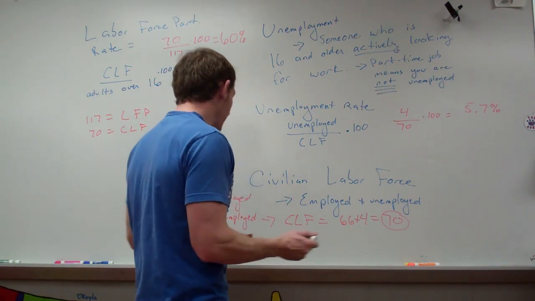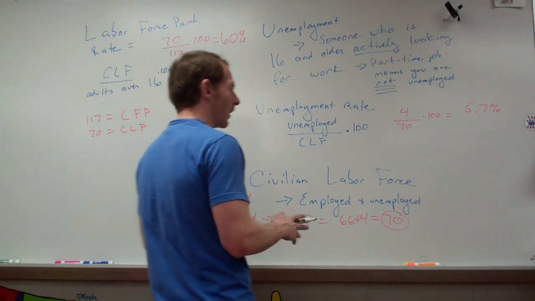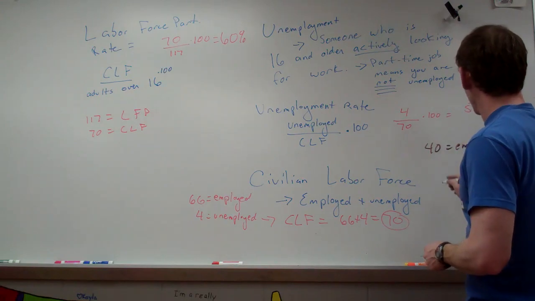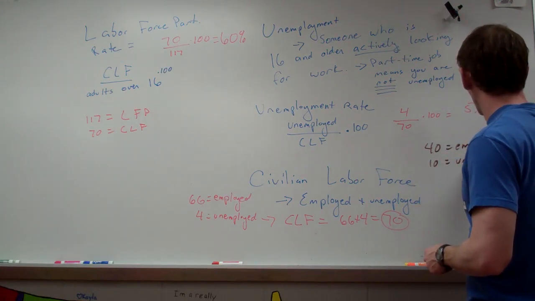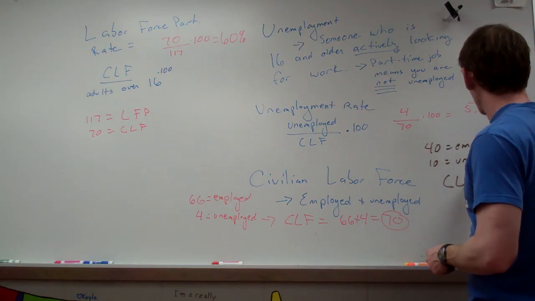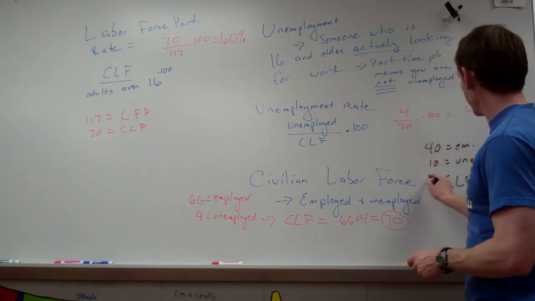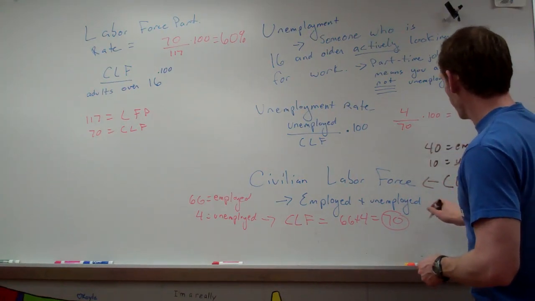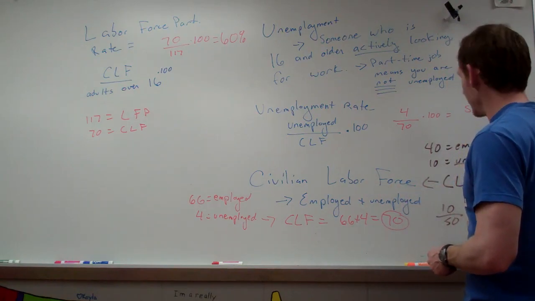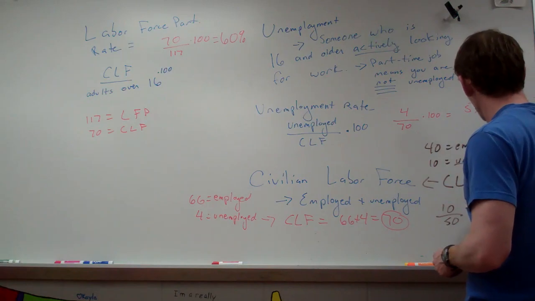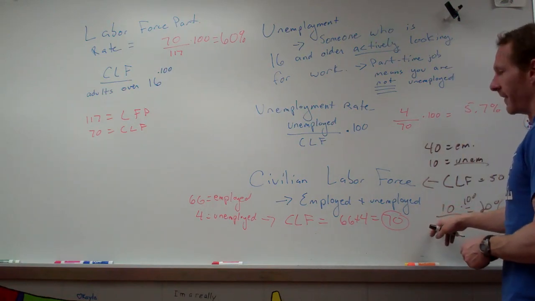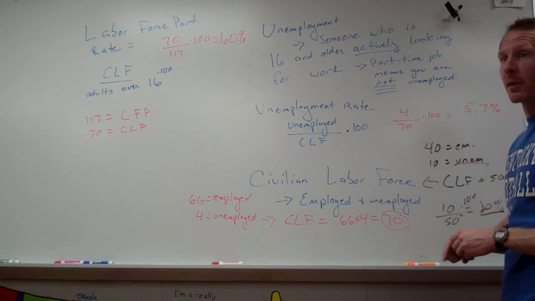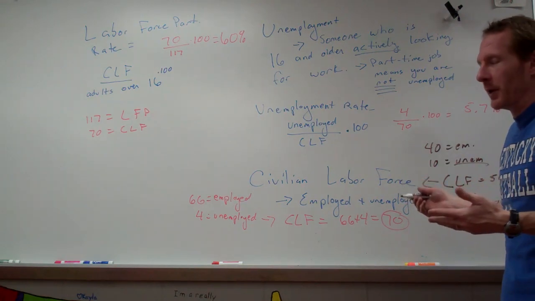You can do another one if you like. Let's say there are 40 people who are employed and 10 people who are unemployed. That means the civilian labor force equals 50. To find the unemployment rate, you have 10, your unemployed, over your civilian labor force, 50. 10 over 50 is 0.2, times 100, you move the decimal place over, is 20%, and that's a really high unemployment rate. The government does not want to have a 20% unemployment rate.